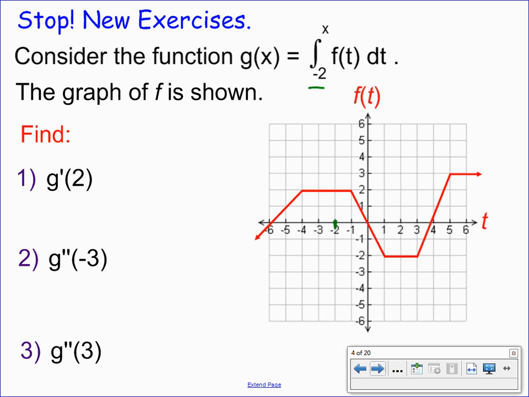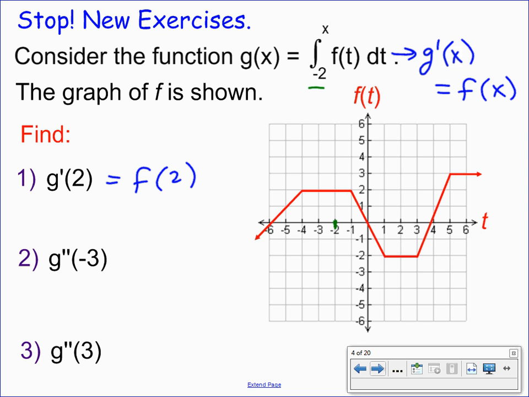I'm going to scan towards the upper limit. No, I'm not. Is this g prime? Oh, g prime of 2 is even easier. If g is given by the integral defined expression, then g prime of x equals f of x. And so g prime of 2 is the same as f of 2.